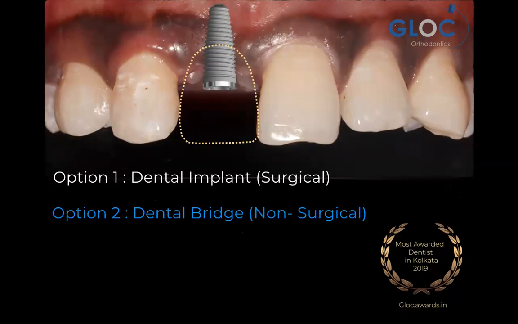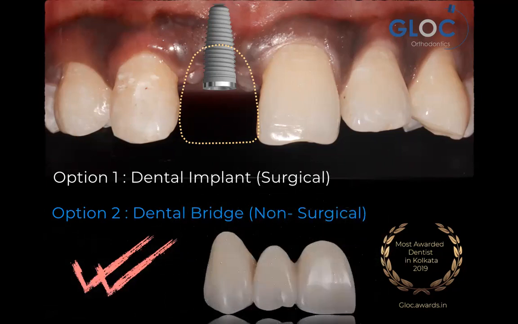Then we give them the second option, which is called a dental bridge, a non-surgical option in which we take support from the teeth on either side and then make a bridge over the top of it. When given two options, the patient chose a dental bridge. He didn't want a surgical option, which was a dental implant.